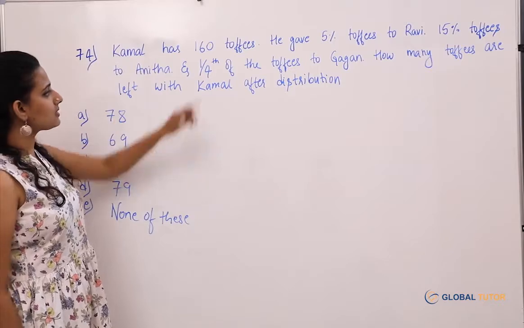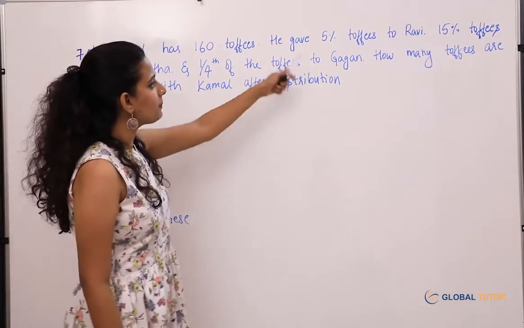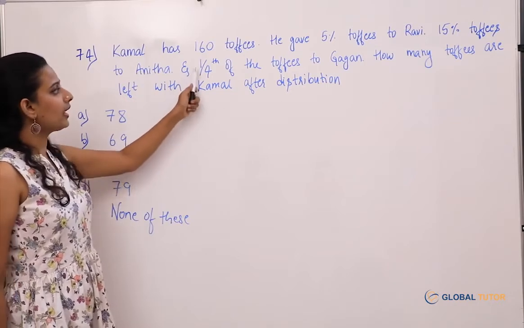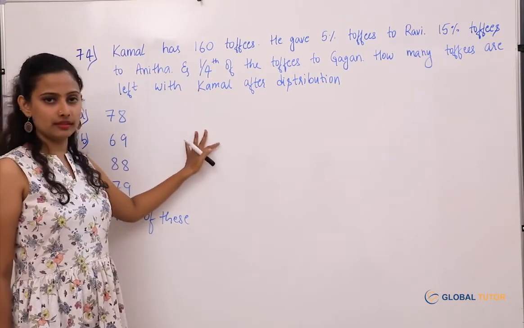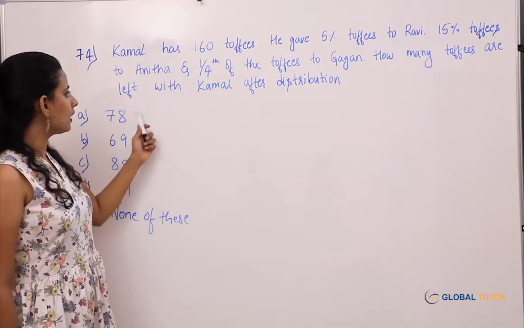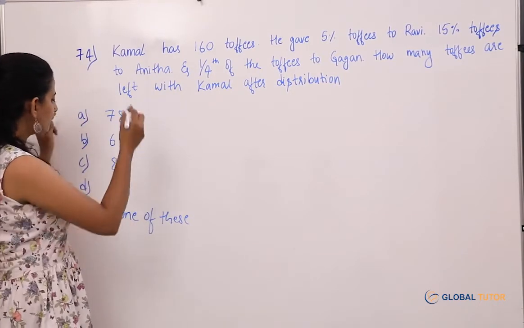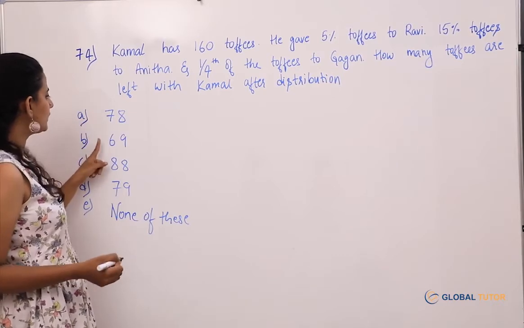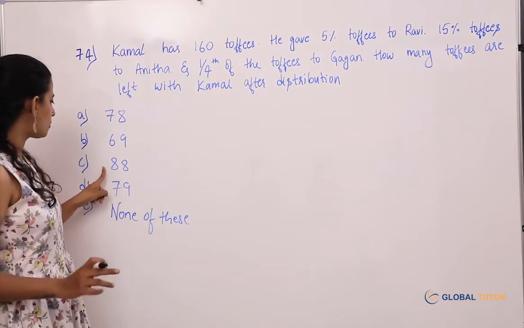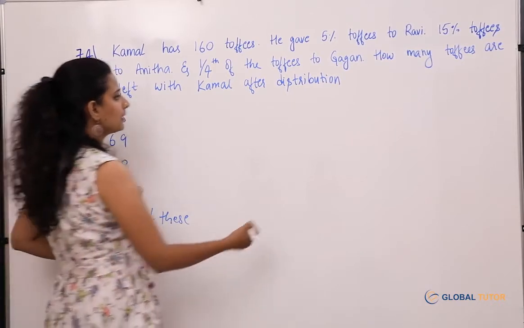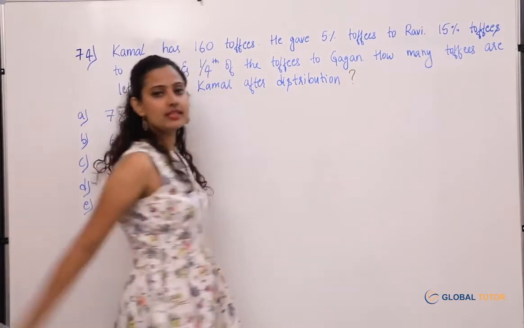Kamal has 160 toffees. He gave 5% toffees to Ravi, 15% toffees to Anita and 1/4 of the toffees to Gagan. How many toffees are left with Kamal after distribution? So here we got 5 options. Option A 78, option B 69, option C 88, option D 79, option E none of these. So how do we solve this?